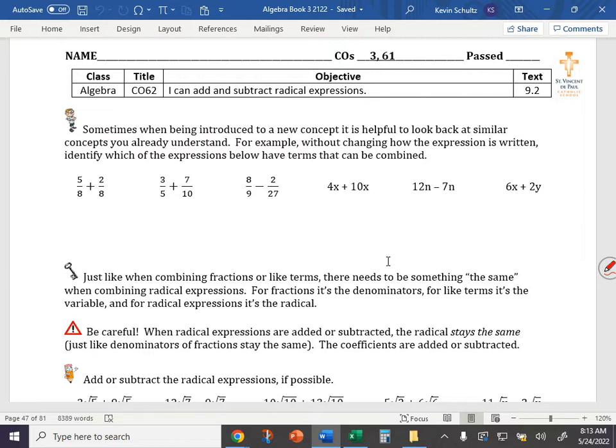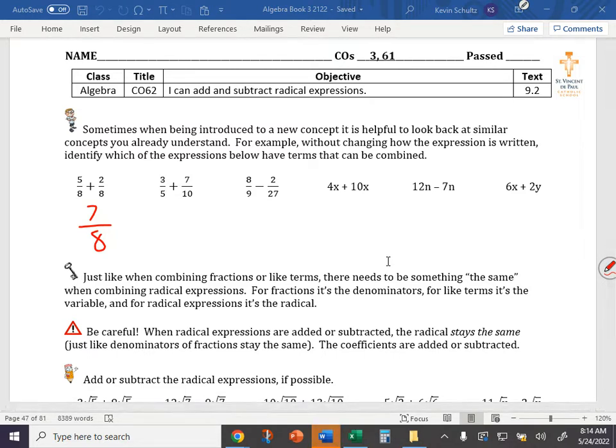For example, can we add 5/8 and 2/8? Yes. Why? What about this allows them to be added? Noah? They have the same denominator. And when we add them, what actually gets added? The numerator. And what stays the same? The denominator. So 5/8 plus 2/8 would equal 7/8.